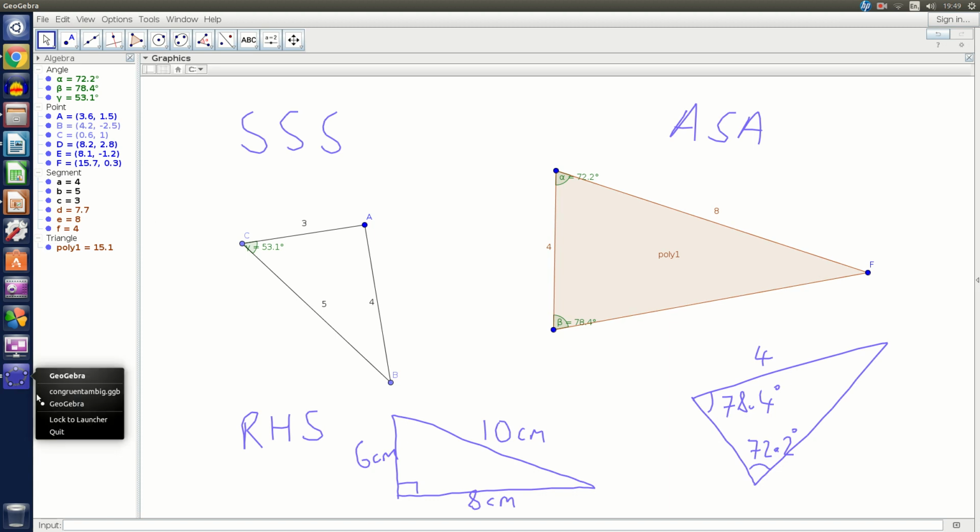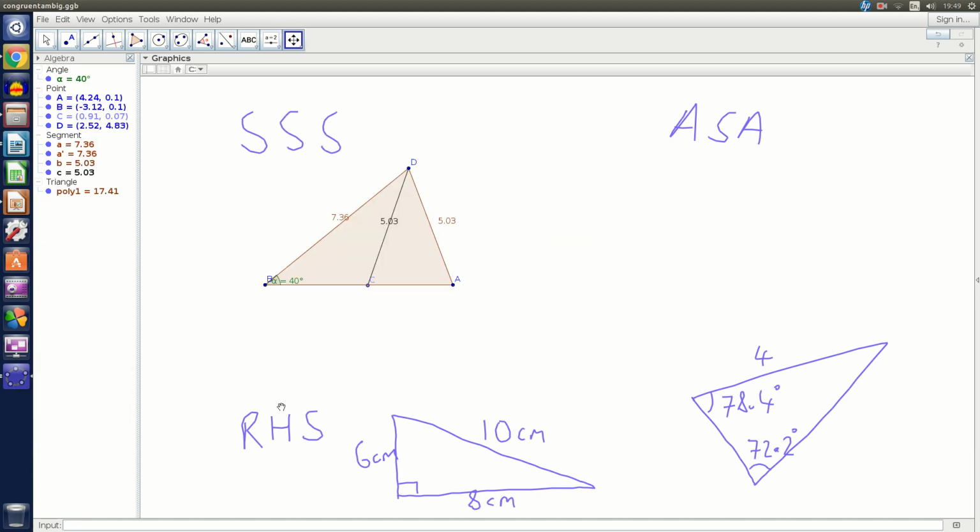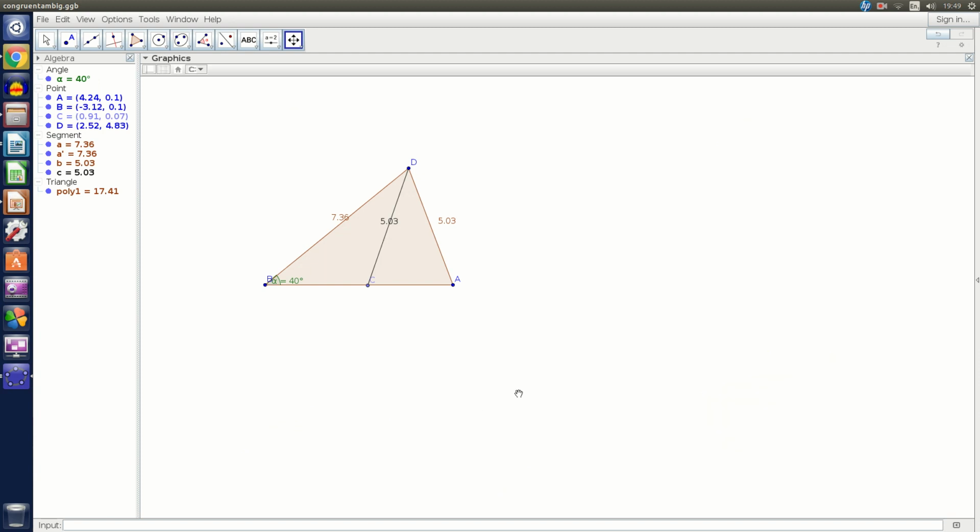Now finally, the last one I want to show you is something which is often called the ambiguous case. Now that is SAS. SAS only works if the angle is included, yeah? And when we talk about an included angle, we just mean that the angle is in between the two sides, yeah? Now this is a classic example of a triangle which is not SAS.